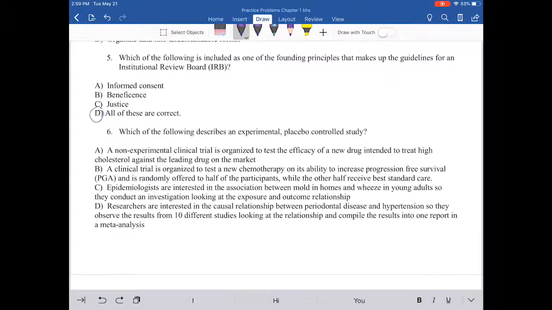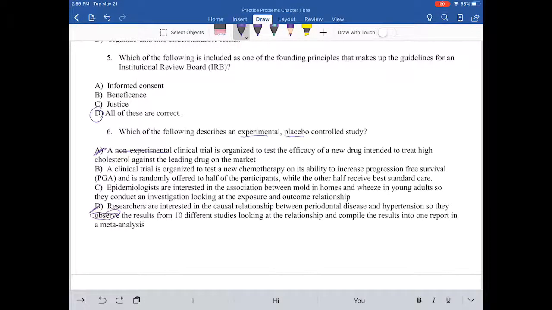Number 6, keywords here, we're looking at an experimental and a placebo-controlled study. So if you read through these, you can cross number 1 off because it says non-experimental. We're looking for experimental, so non-experimental is not going to work. If you're looking at D, a researcher is interested in the causal relationship between periodontal disease and hypertension, so they observe, keyword here, they observe the results from 10 different studies. So they're not experimenting, they're observing data that's already been done. That's not an experimental design.